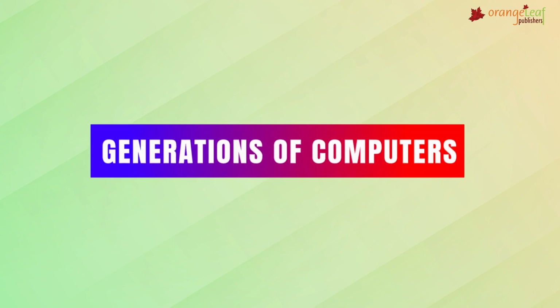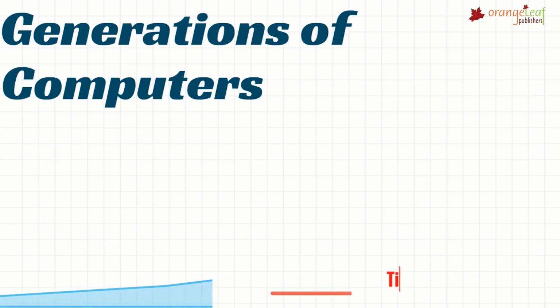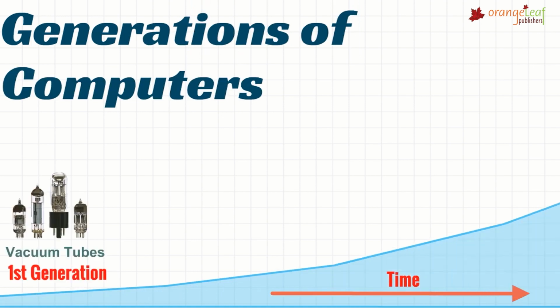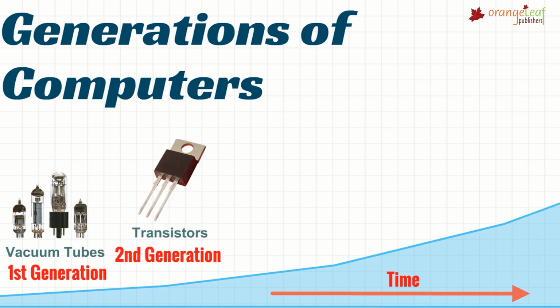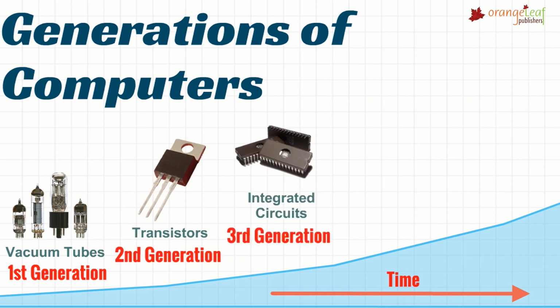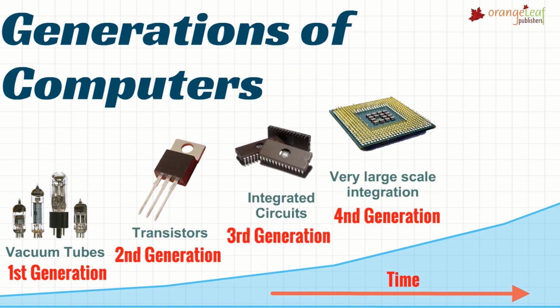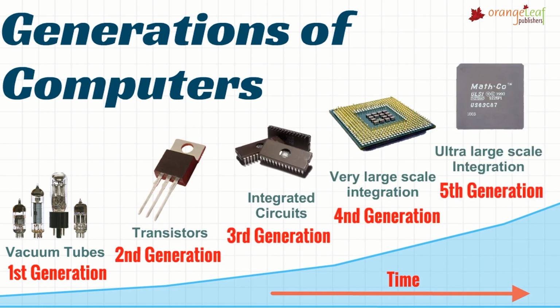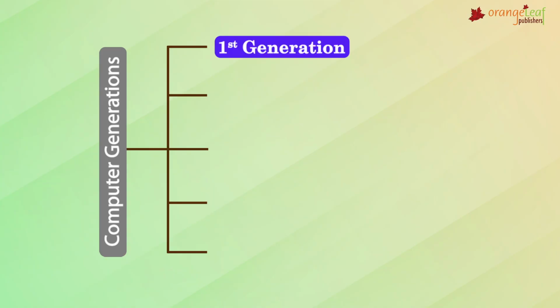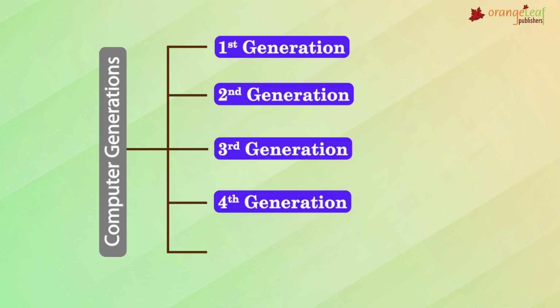Generations of computers. In computers, a change in technology is called a generation. It includes change in both hardware and software that make up the entire computer system. Till date, there are totally 5 computer generations. Each generation has distinct characteristics. Let us learn about each of them. Computer generations: first generation, second generation, third generation, fourth generation and fifth generation.